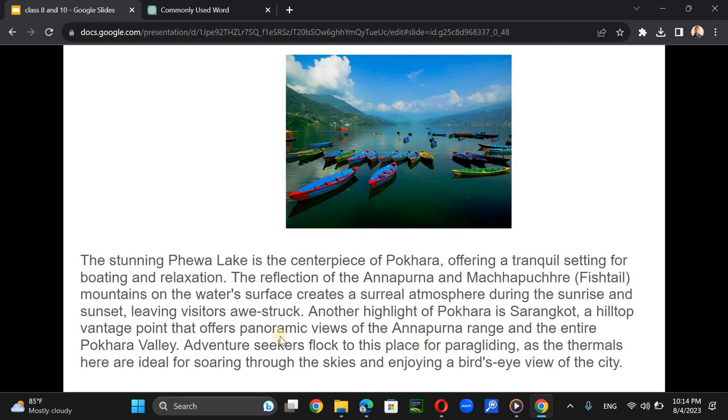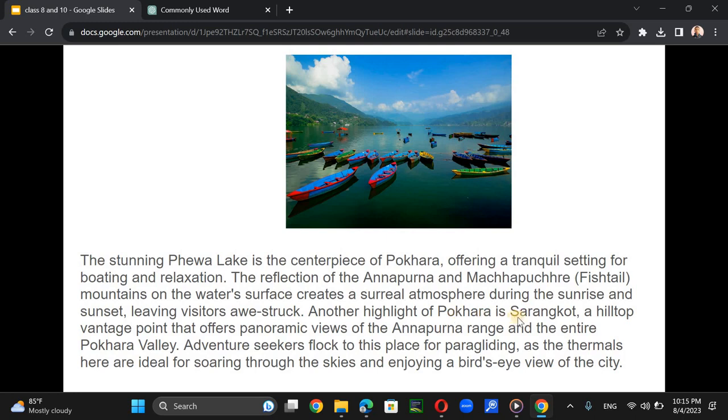Okay, next one. The stunning Phewa Lake is the centerpiece of Pokhara. It's the main attraction of Pokhara, offering a tranquil, very peaceful setting for boating and relaxation. The reflection of the Annapurna and Machhapuchhre mountains on the water surface creates a surreal atmosphere during sunrise and sunset, leaving visitors awestruck.